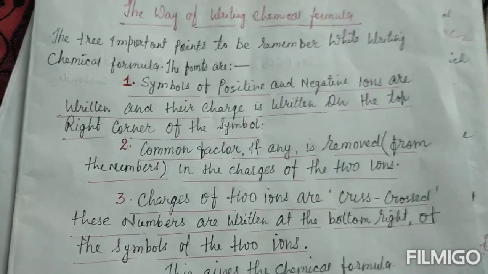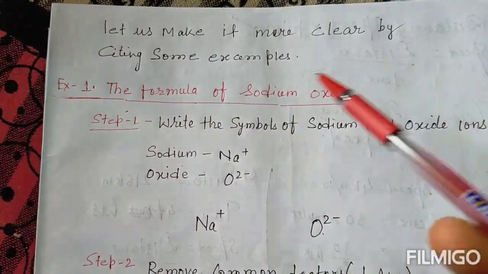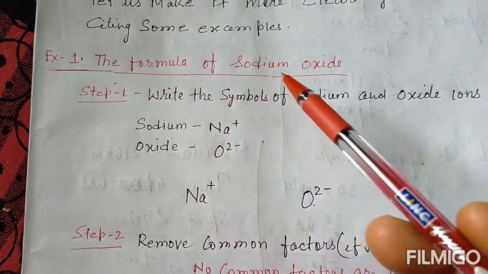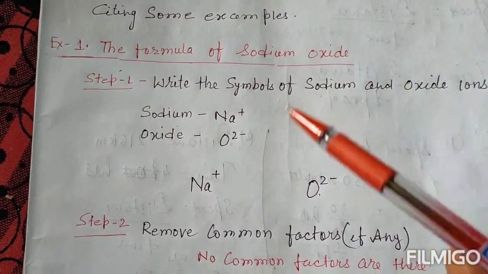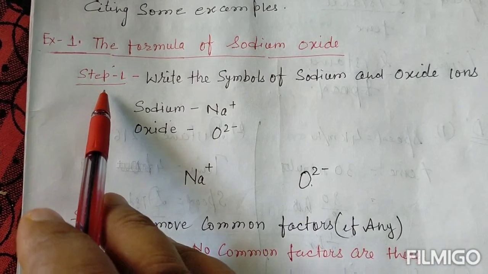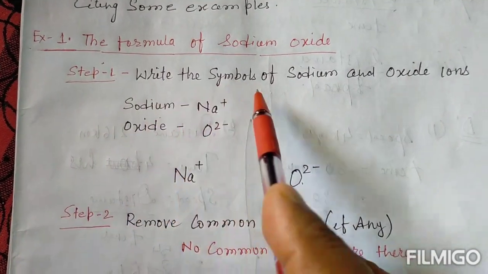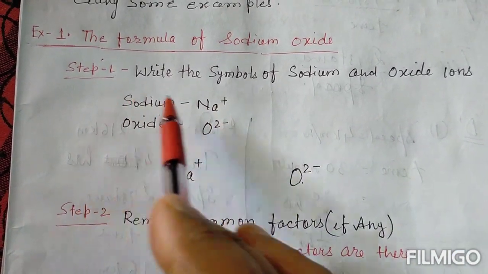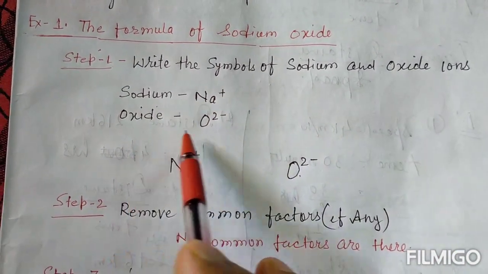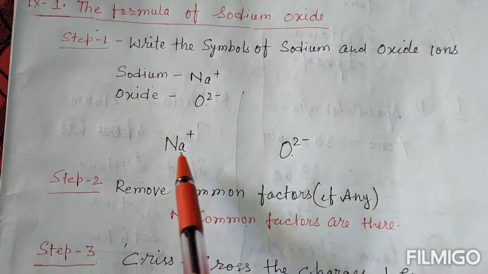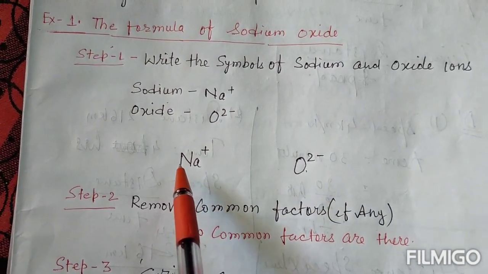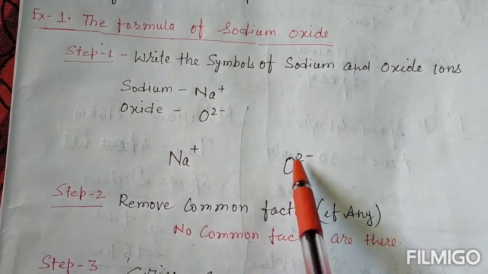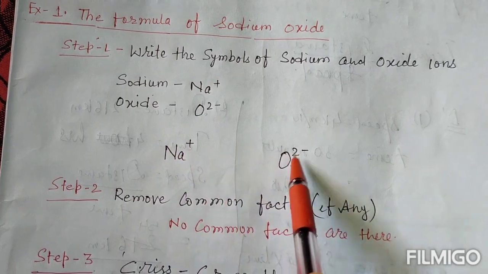Now let us make it more clear by citing some examples. Example 1. The formula of sodium oxide. Following the points, step 1 is write the symbols of sodium and oxide ions with their charges, that is sodium Na plus, oxide O2 minus.